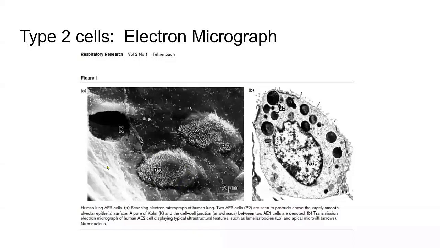And so they don't look anything alike. They don't have the same functions. They just exist in the same space. And that's why they're called type 1 and type 2.